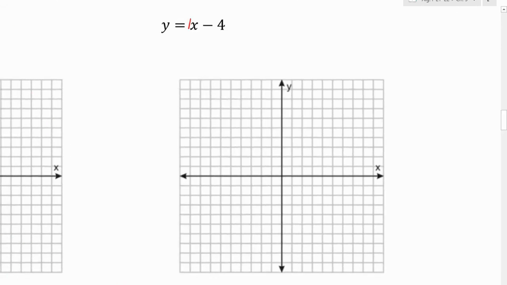Okay, if you don't see a number in front of that x, it's a 1. To make it rise over run, make it 1/1. I've got a y-intercept of -4. I'm going to rise 1, run 1. Rise 1, run 1. Rise 1, run 1.